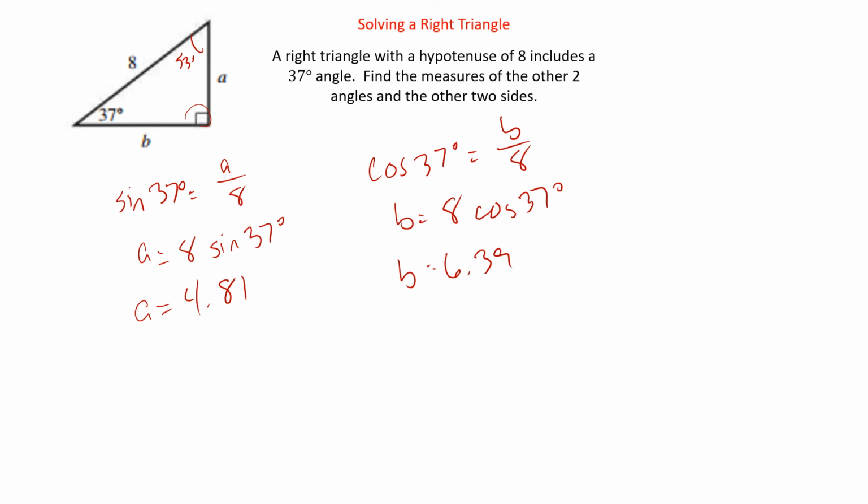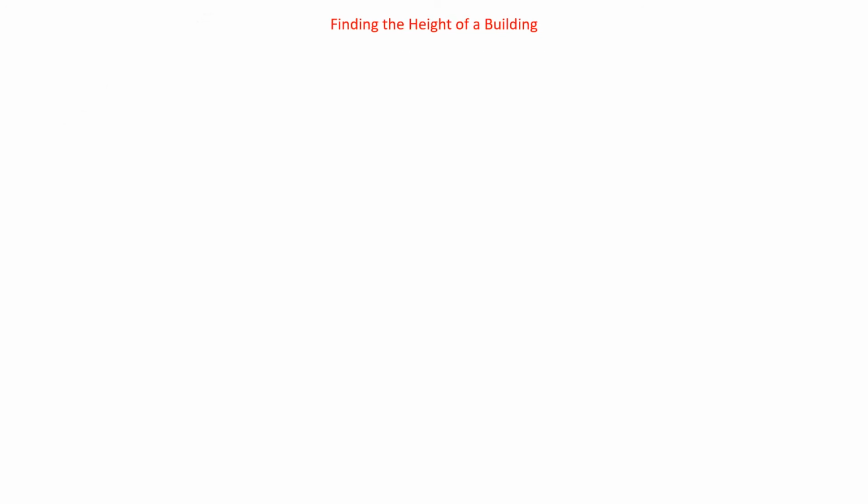So there's all three sides. We have 4.81, 6.39, and 8. And we have all three angles, 37 degrees, 90 degrees, and 53 degrees. And so that's how we can solve a right triangle.